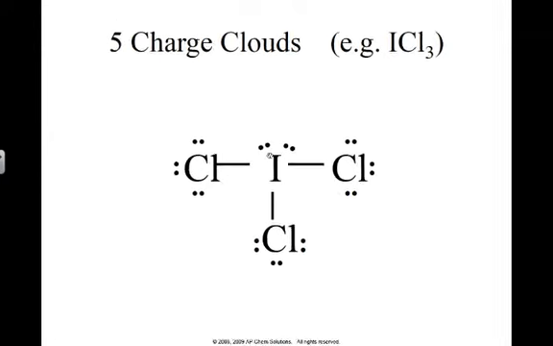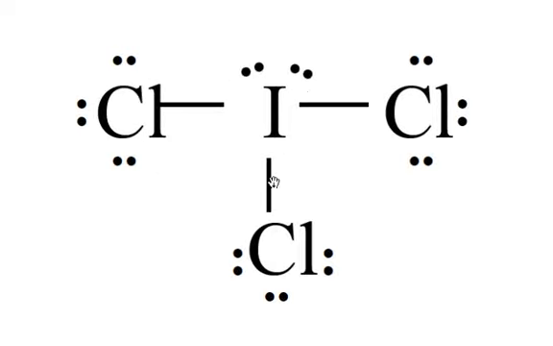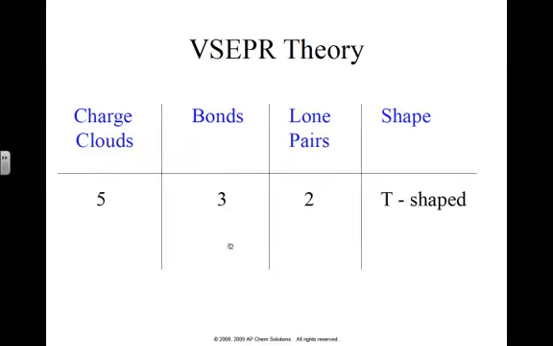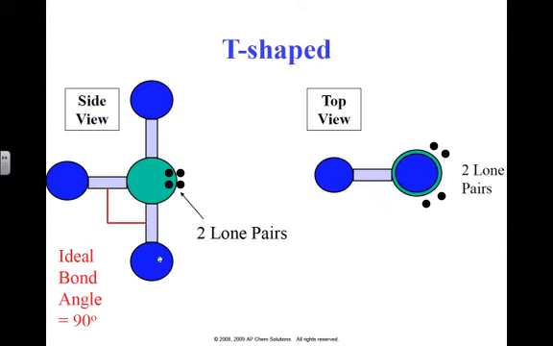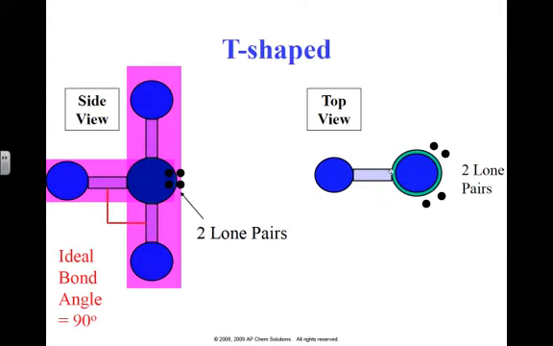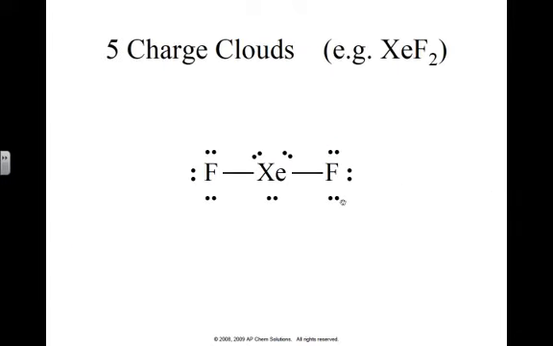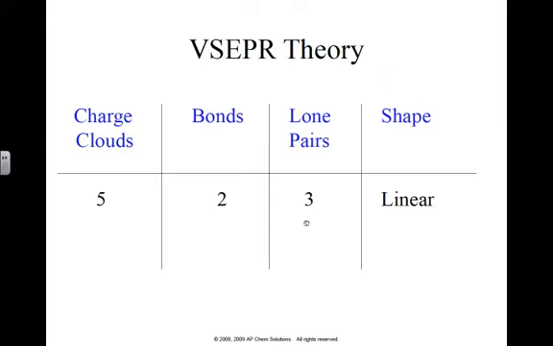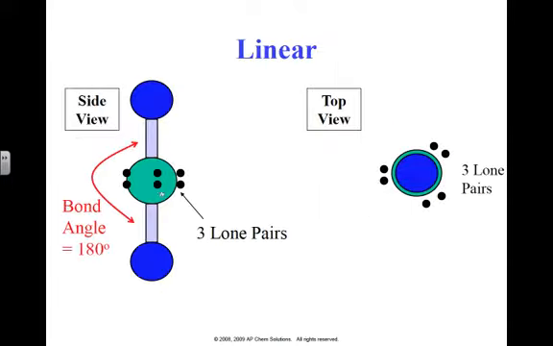ICl3, once again, 1, 2, 3, 4, 5 domains, 3 bonds, 2 lone pairs. We call that T-shaped. Why? It looks like a T, just like that. Then we have 1, 2, 3, 4, 5 for xenon difluoride. It's got 5 charged clouds, 5 domains, 2 bonds, 3 lone pairs. This is just called linear, just like the first one we did. That's going to be a bond angle of 180 degrees.